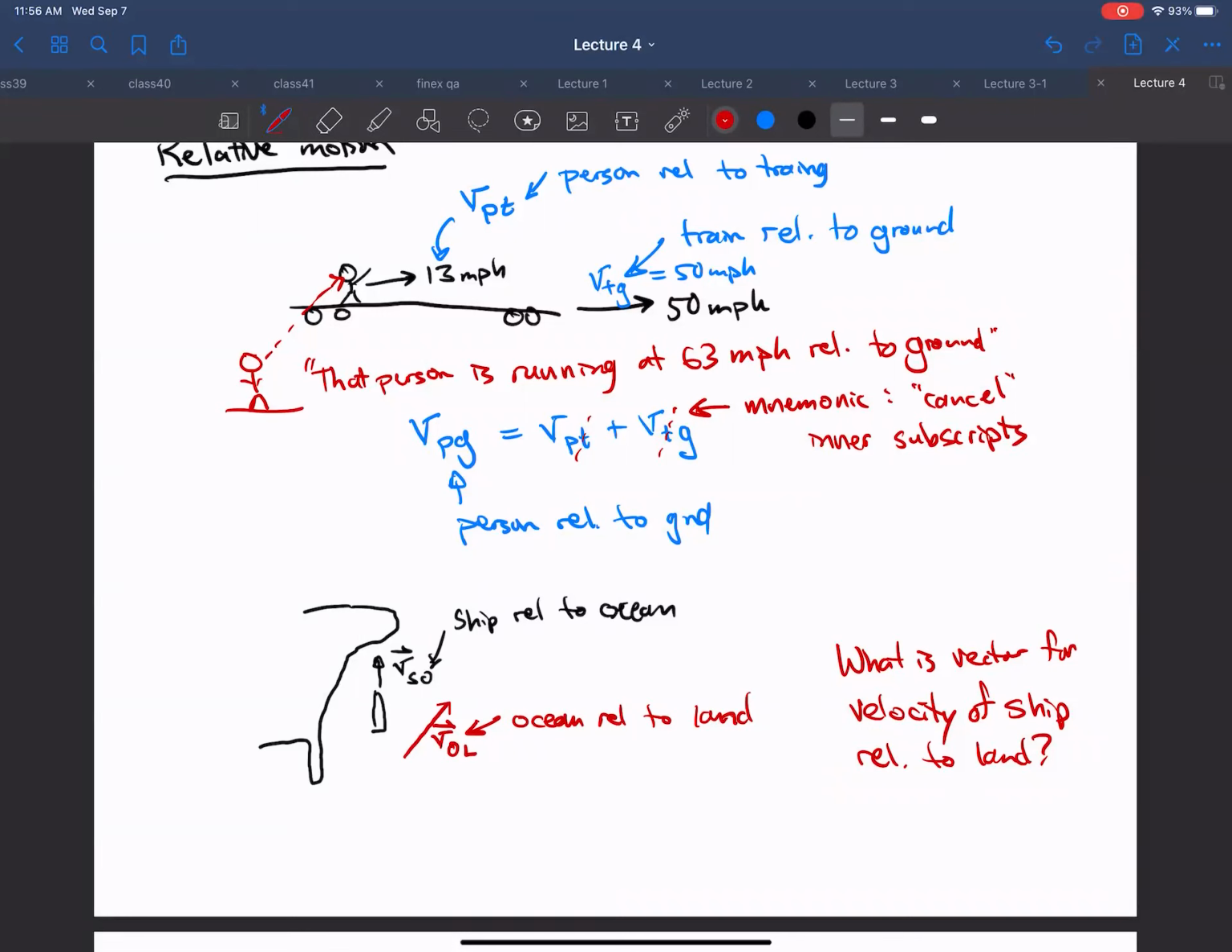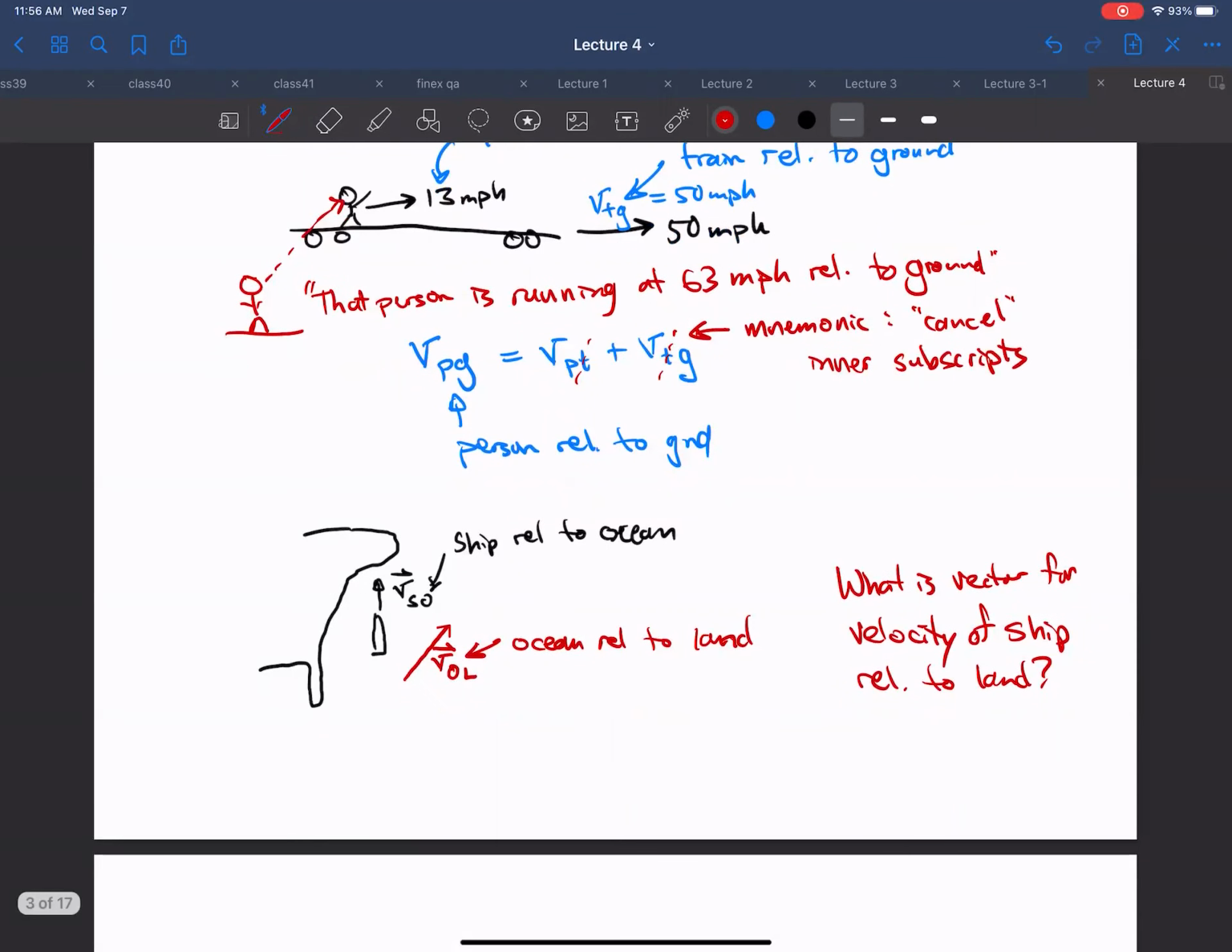Okay, Annie, walk us through it, please. Okay, so what symbol are we going to use for the velocity of the ship relative to the land? V sub SL, and then as Annie just said, that's equal to V sub SO plus V sub OL. And again, using our little mnemonic, we can see that we got it right because we can kind of mentally cancel these inner subscripts to get V sub SL. So that's good. Tell me what to draw now.